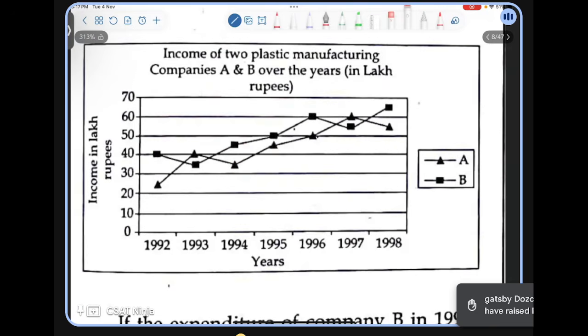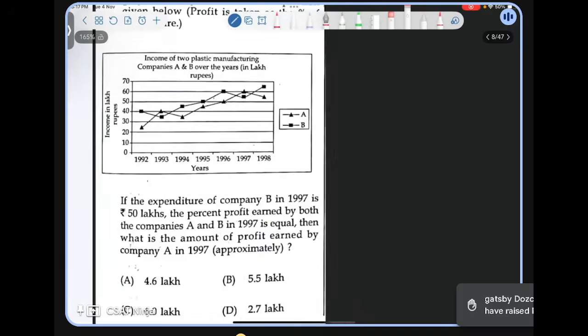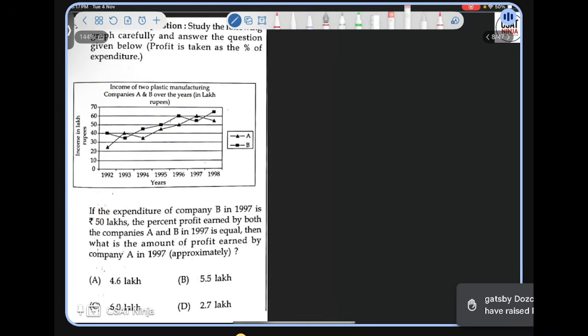Okay. So before solving DI, always go through what is given in the data. Here, the triangle represents A, and the rectangle represents B. Those are the two things that are given. So shall we try to solve this? What is given? The expenditure of company B in 1997. Okay, expenditure is given. Let me just write. In the year 1997, it is given as 50 lakhs.